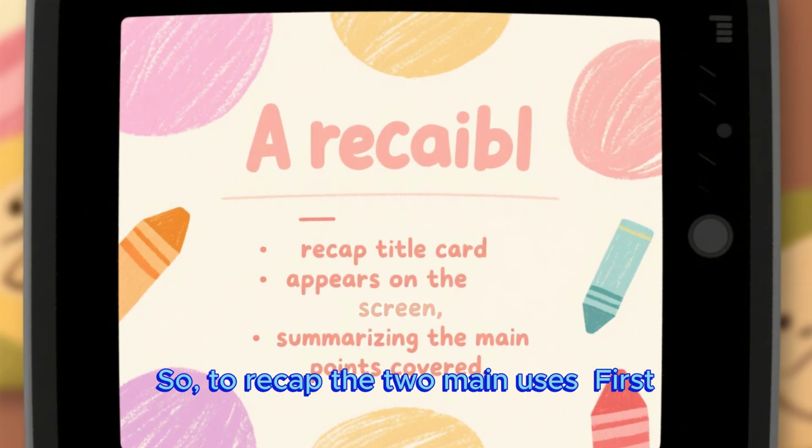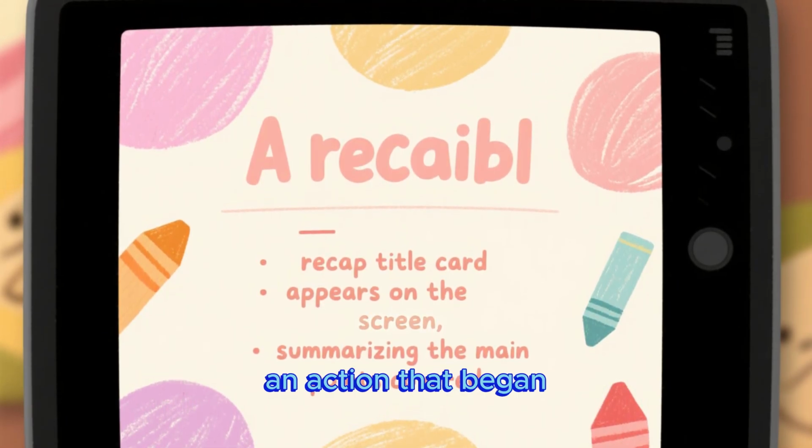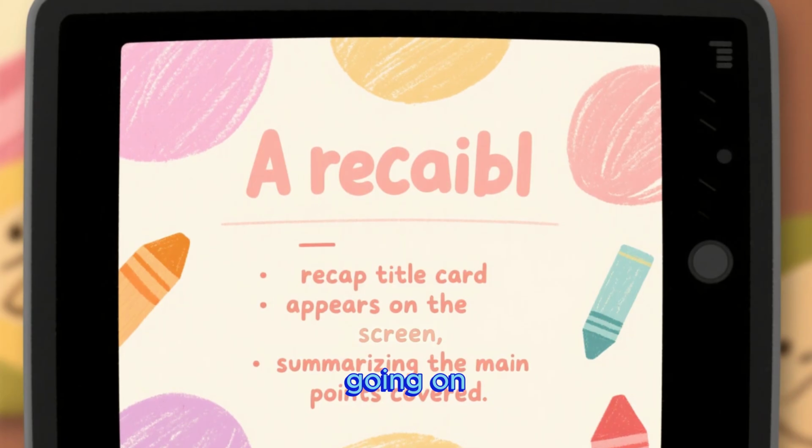So, to recap the two main uses. First, an action that began in the past and is still going on.